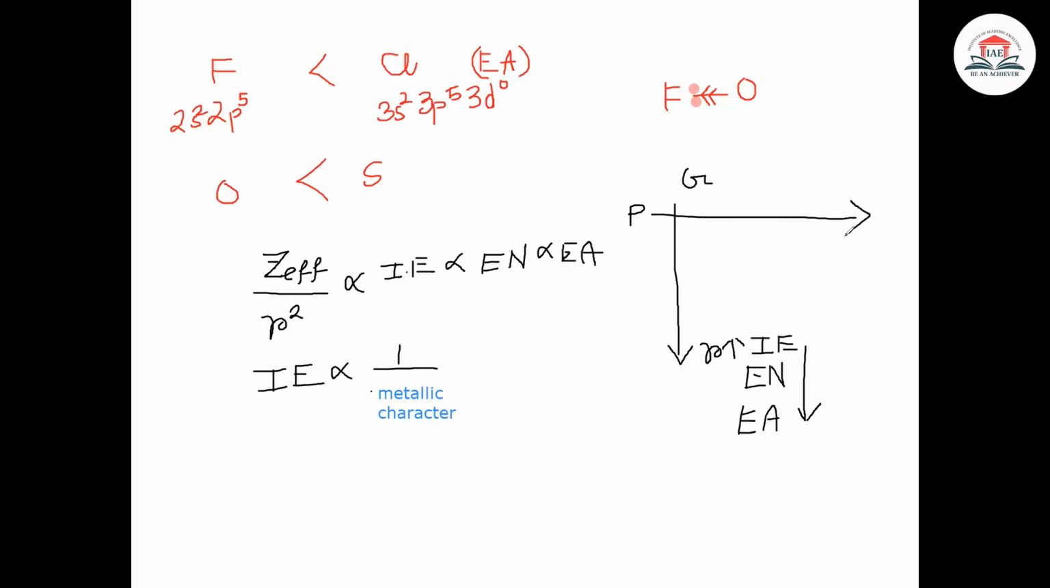is happening? Z effective term is increasing and R is decreasing. So overall, the Z effective by R square term is increasing. That is, ionization energy will increase, electronegativity as well as electron affinity. Right. All this term will increase.